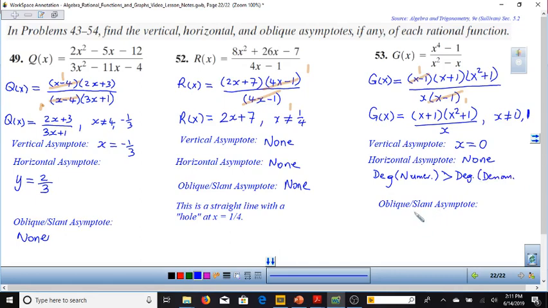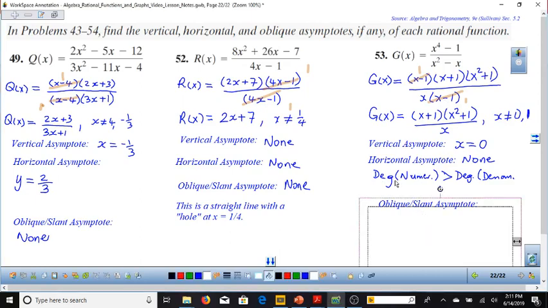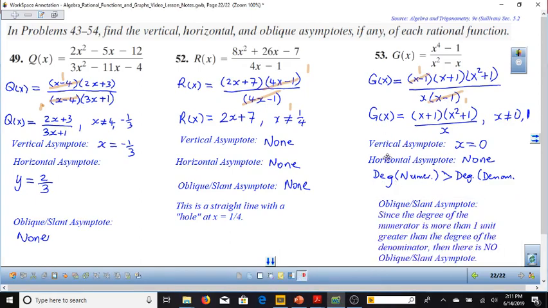Now, if we take a look at this, the degree of the numerator is more than 1 unit greater than the degree of the denominator. So there's not going to be a slant asymptote either. Since the degree of the numerator is more than 1 unit greater than the degree of the denominator, there is no oblique or slant asymptote. The degree of the numerator was 2 units more than the degree of the denominator, so there will be no oblique or slant asymptote. And there we have it.